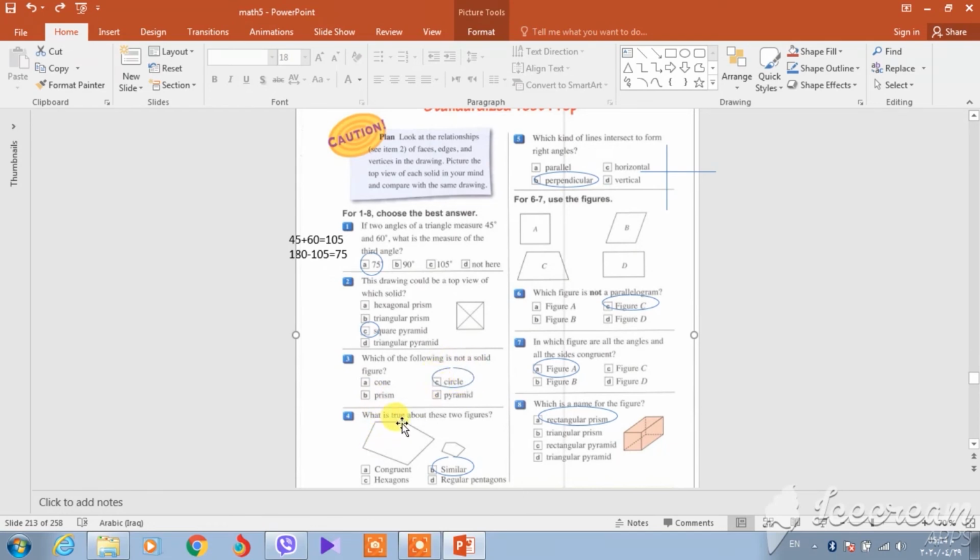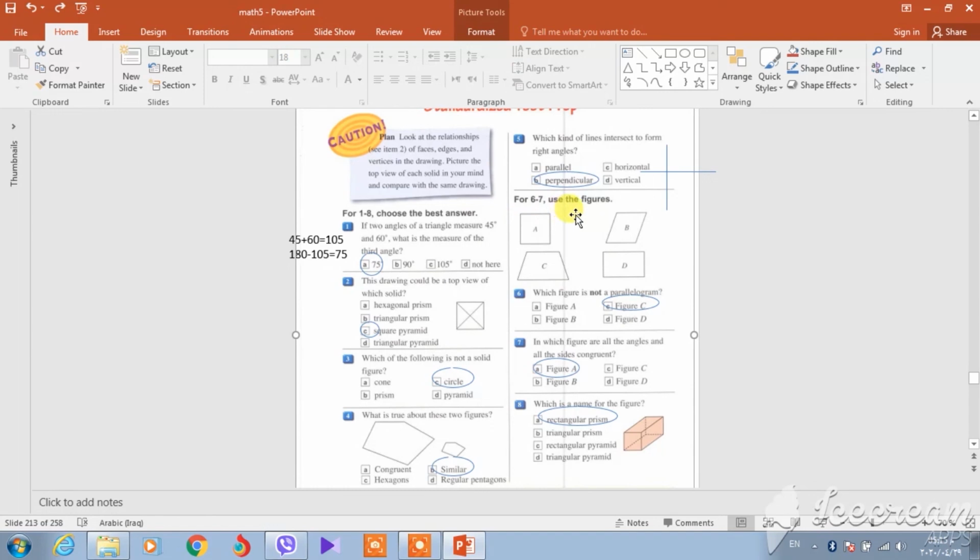What is true about these 2 figures? We have similar, because they have the same shape but not the same size. Question 5, which kind of lines intersect to form right angles? Perpendicular, because we have 2 perpendicular lines and we have 4 right angles.